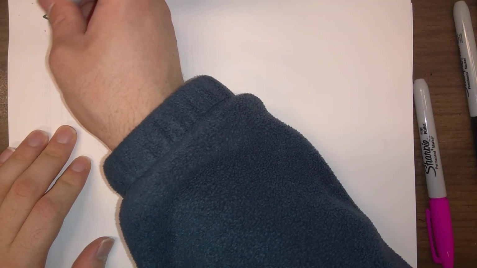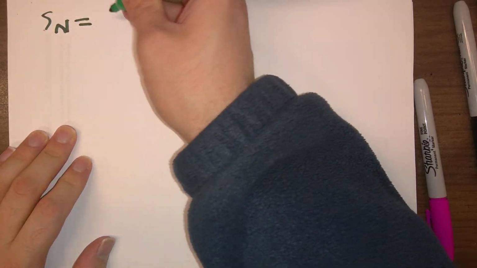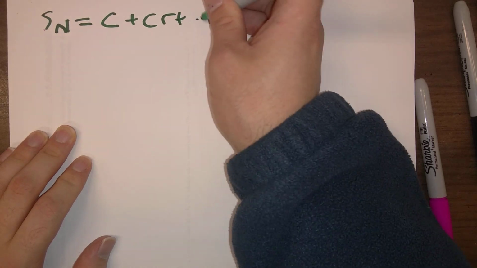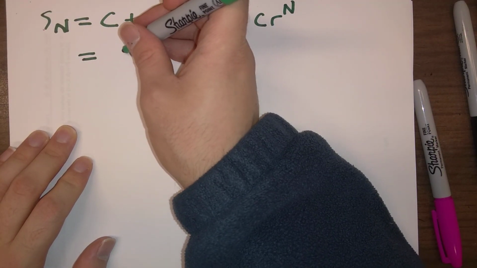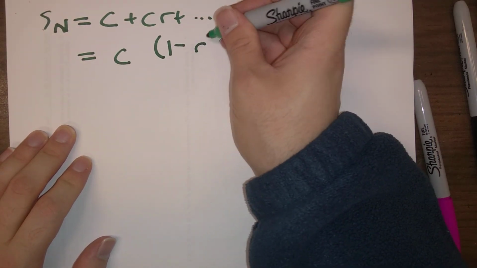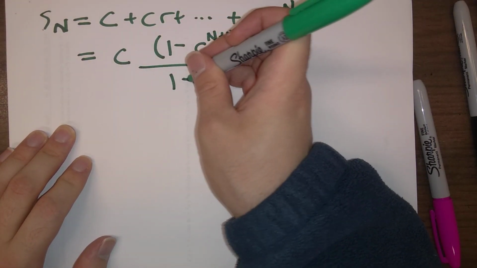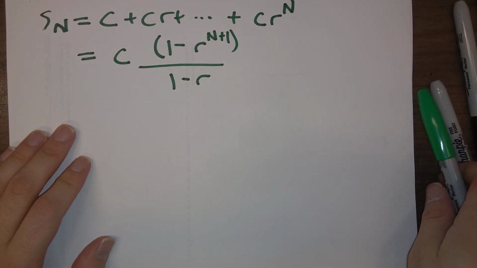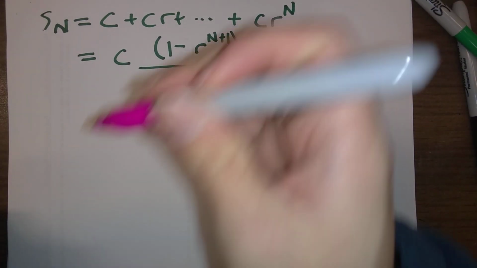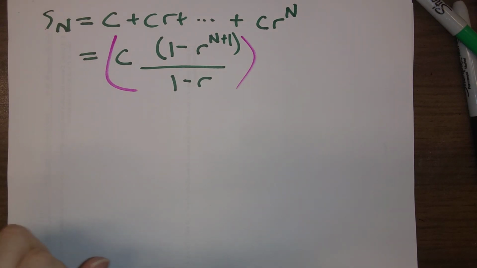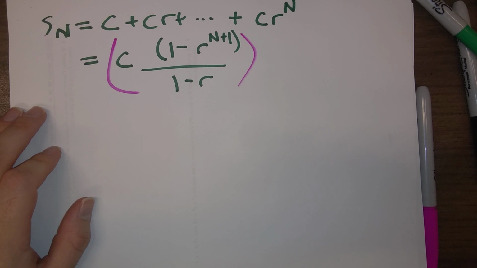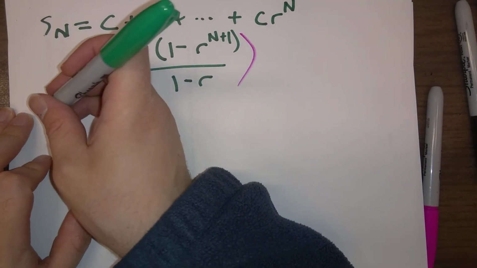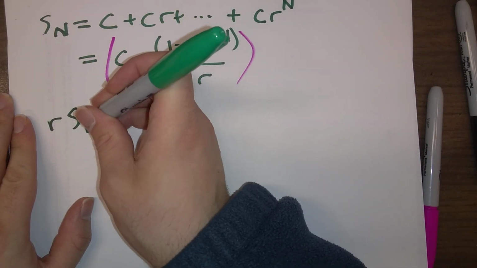Let's go to a new piece of paper to prove this. So S_N, just to remind you, is c plus cr plus dot dot dot plus c times r to the N. And the goal is to show this is c times 1 minus r to the N plus 1, divided by 1 minus r. Let me put that in parentheses here. Let's multiply S_N by r. So we do r times S_N.